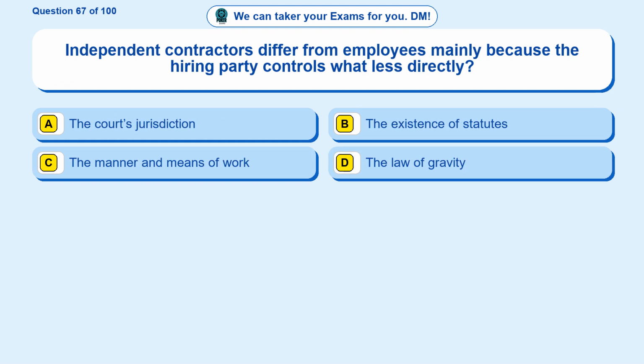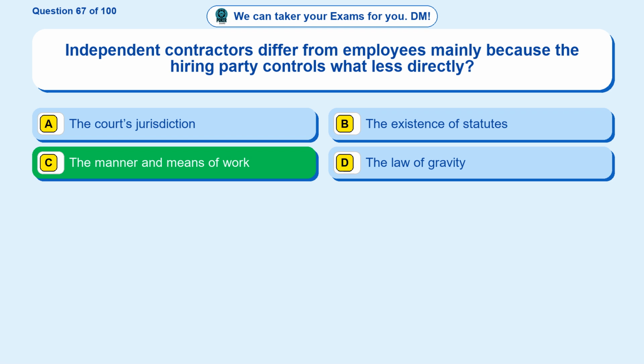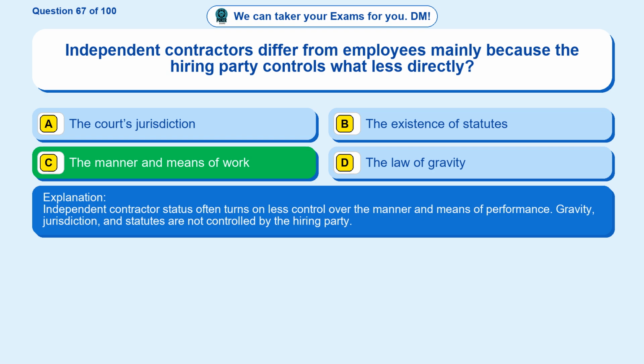Question 67. Independent contractors differ from employees mainly because the hiring party controls what less directly. Option A, the court's jurisdiction. Option B, the existence of statutes. Option C, the manner and means of work. Option D, the law of gravity. The correct answer is option C, the manner and means of work. Independent contractor status often turns on less control over the manner and means of performance. Gravity, jurisdiction, and statutes are not controlled by the hiring party.